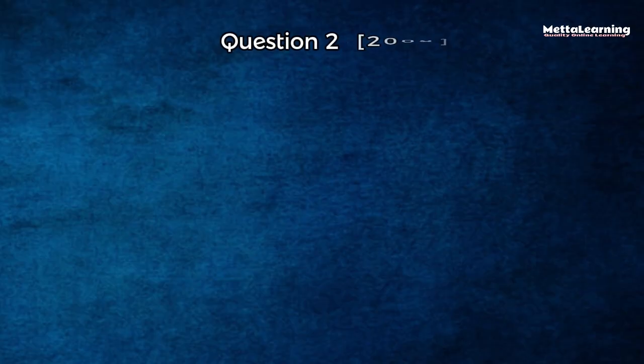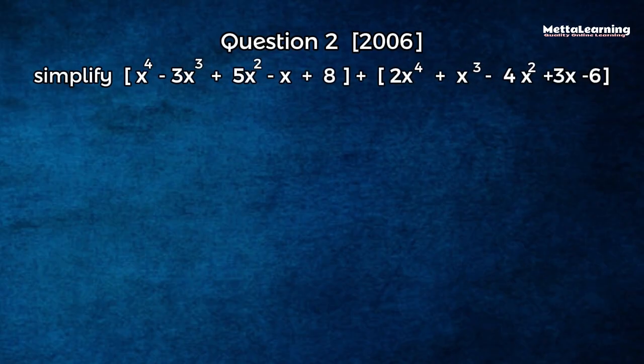The next question we have here for you today is from the WAEC past question 2006. It says simplify (x^4 - 3x^3 + 5x^2 - x + 8) + (2x^4 + x^3 - 4x^2 + 3x - 6).